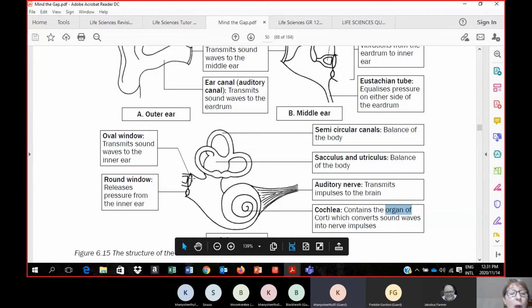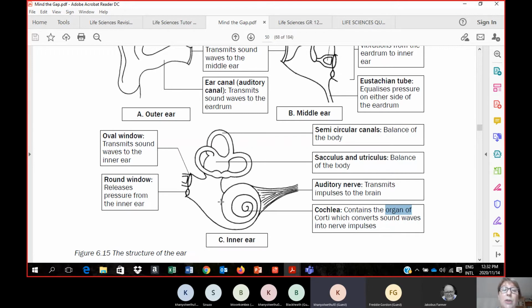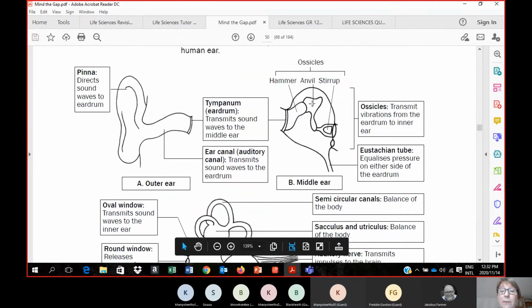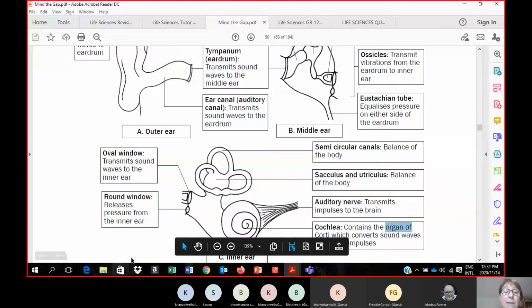And then let's see, so the oval window is the one at the top. It transmits sound waves to the inner ear, and the round window releases pressure from the inner ear. So just remember that this part is filled with air, but these parts, the semicircular canals and the cochlea, they are all filled with liquids, all right?